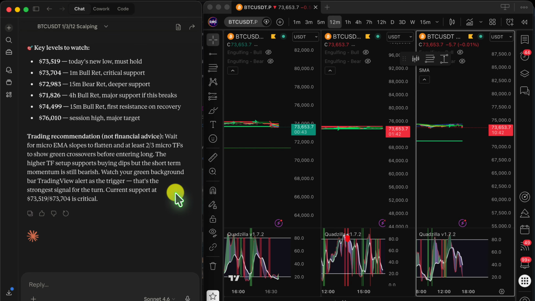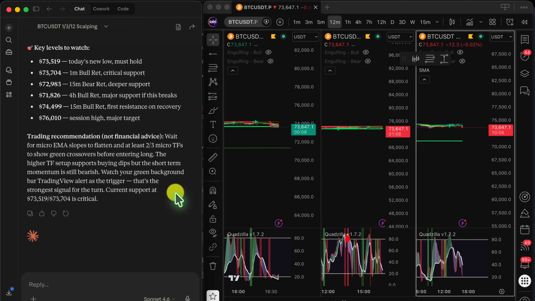Trading recommendation, not financial advice, as is nothing on this video or channel. Wait for micro EMA slopes to flatten and at least 2 to 3 micro time frames to show green crossovers before entering long. The higher time frame setup supports buying dips, but the short-term momentum is still bearish. Watch your green background alert as the trigger. That's the strongest signal for the turn.